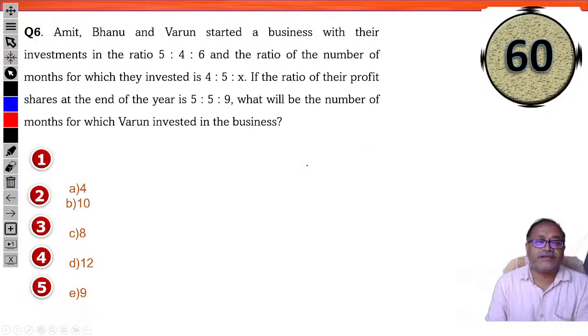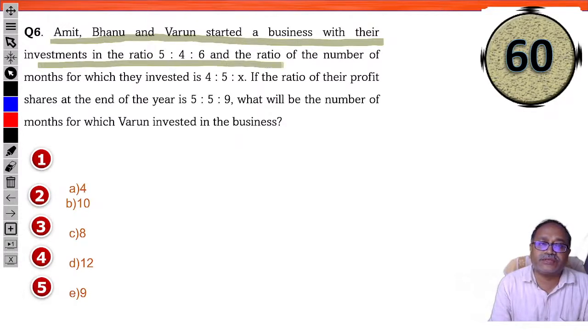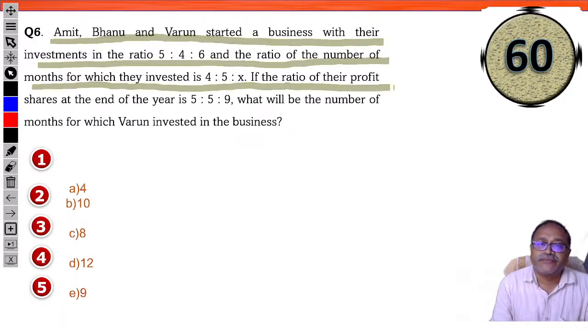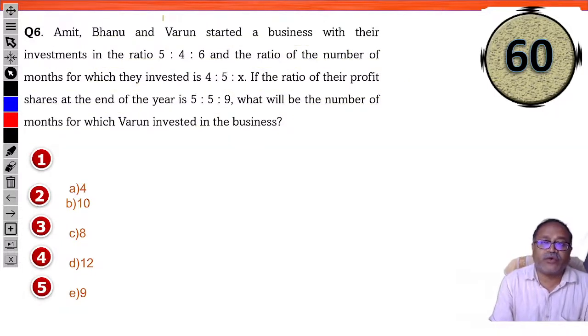Okay. Next. What is this question? Question number 6. Amit, Bhanu and Varun started the business with their investment in the ratio of 5:4:6. And the ratio of the number of months for which they invested is 4:5:x. If the ratio of their profit share at the end of the year is 5:5:9, then what will be the number of months which Varun invested in the business? Varun, the last person. So your time starts now.